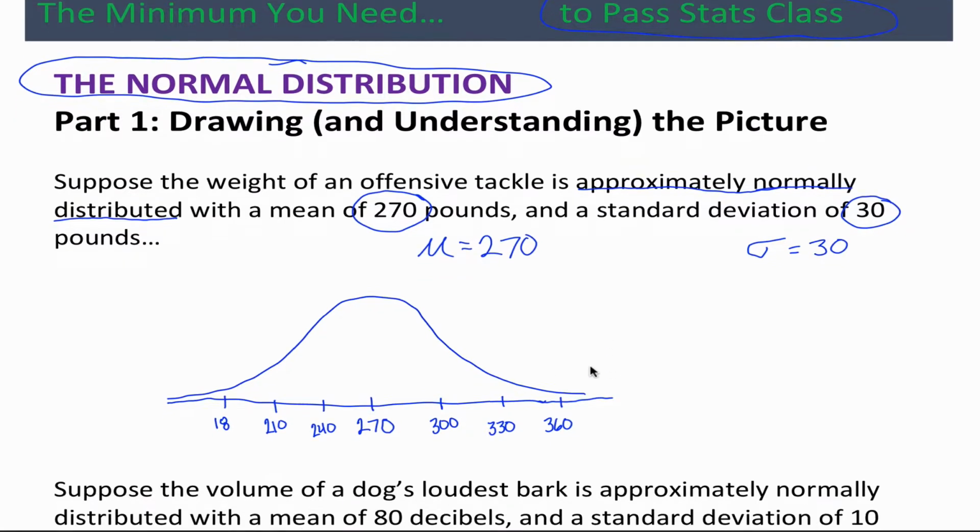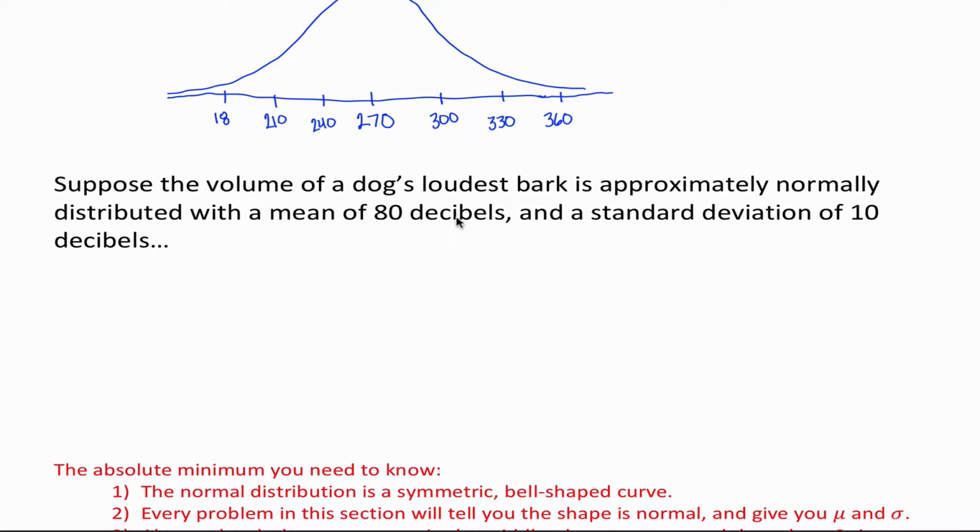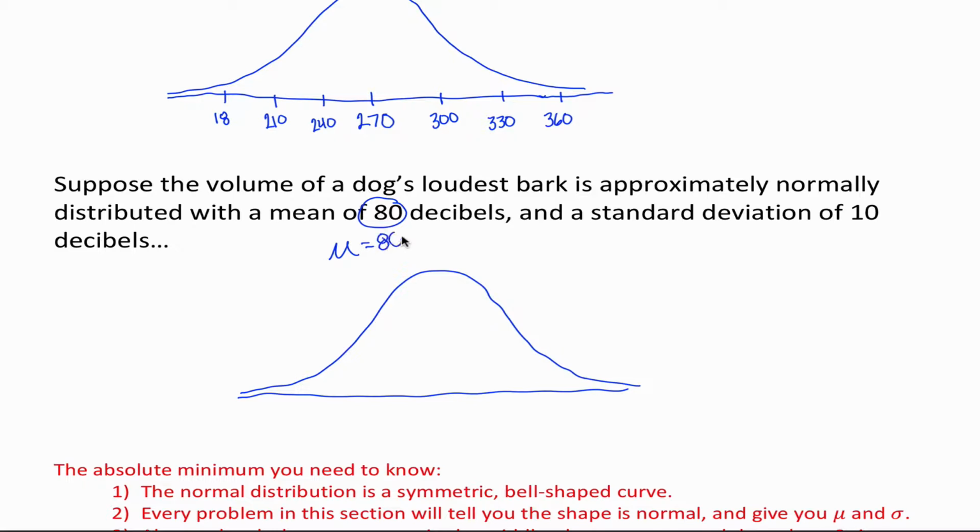It'd be awesome. Suppose the volume of a dog's loudest bark, okay, these examples get kind of dumb, is approximately normally distributed. There's that key word. It means I'm going to draw something that's symmetric bell shape. I'll try my best on the computer anyways. Better tell me a mean and a standard deviation. Oh, there it is. There's the mean. If you're showing off, you might know that that's mu. And there's the standard deviation. That's sigma. I always put the mean in the middle and count up and down by the standard deviation.